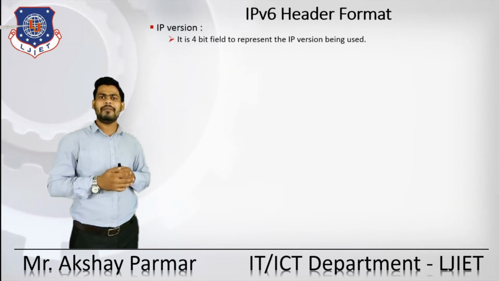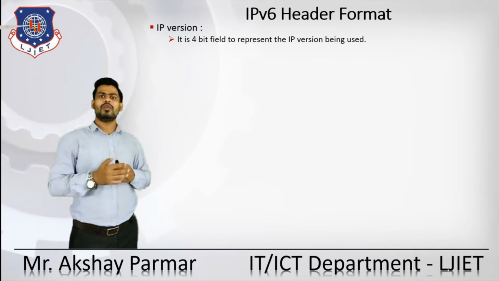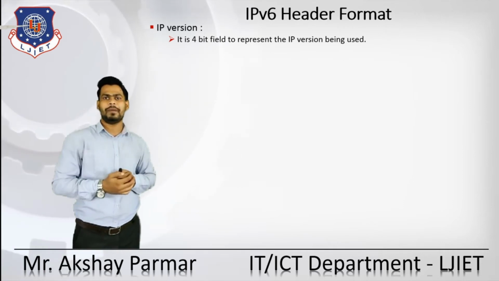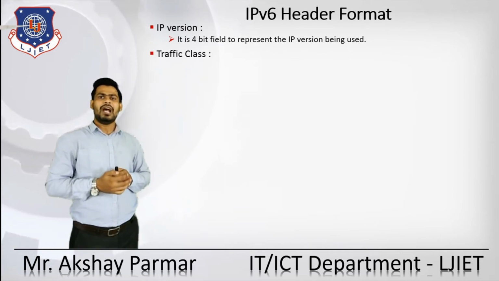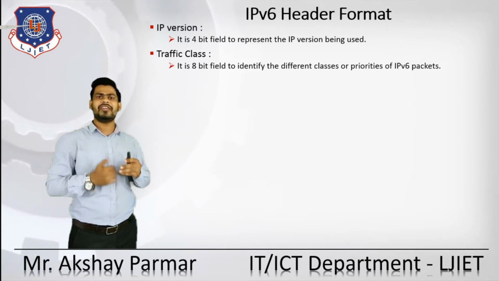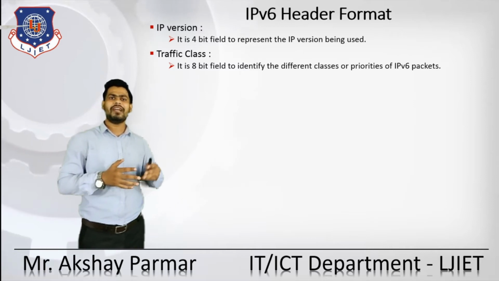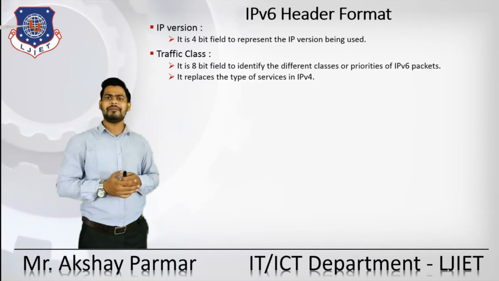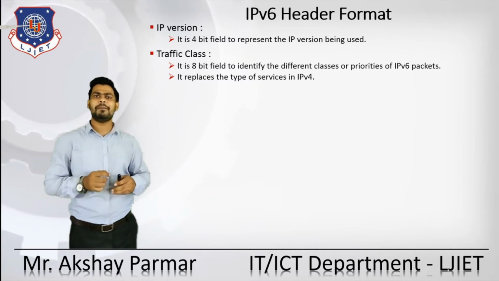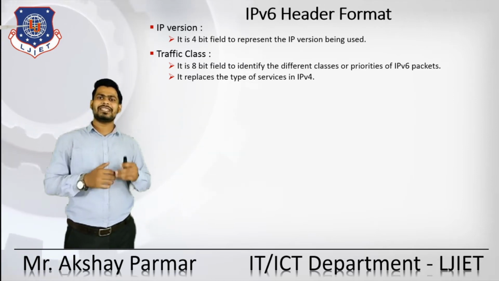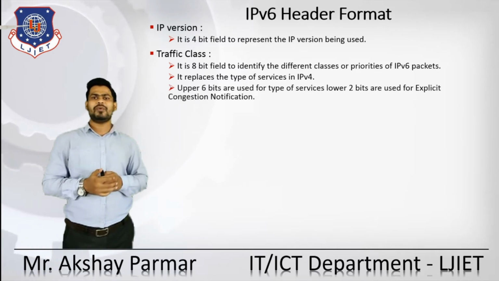The first one is the IP version. It is a 4-bit field to represent the IP version being used, so we can assign the version of IP with that particular 4-bit field. After that, the traffic class. It is an 8-bit field to identify the different classes or priority of IPv6 packets. With its help, we can track traffic classes. It replaces the type of service in IPv4.